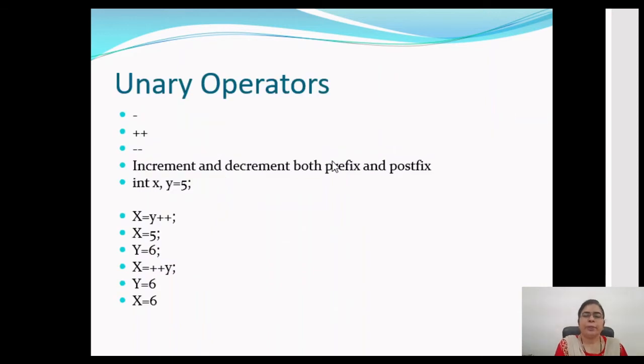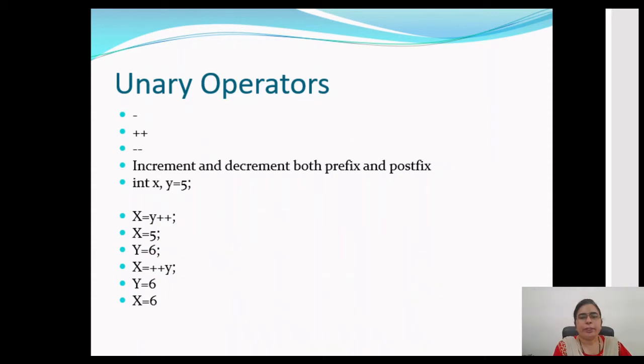Now the next set of operators that we have is unary operators. Unary operators are basically those operators that work on a single operand. We have three operators in this category: minus, increment operator, and decrement operator. Minus is the unary negative operator, used for simply negating a value. The increment and decrement operators are used to increment or decrement the value of any variable by 1.